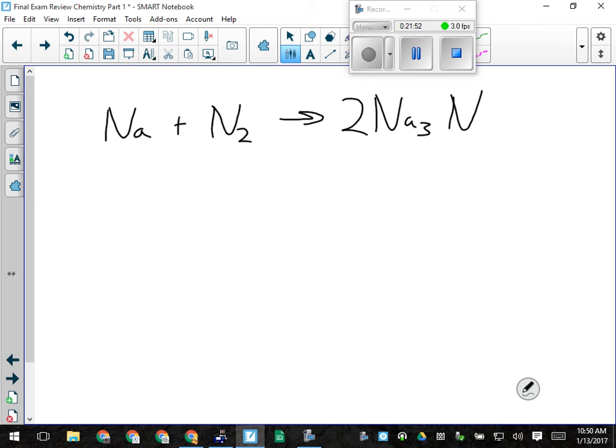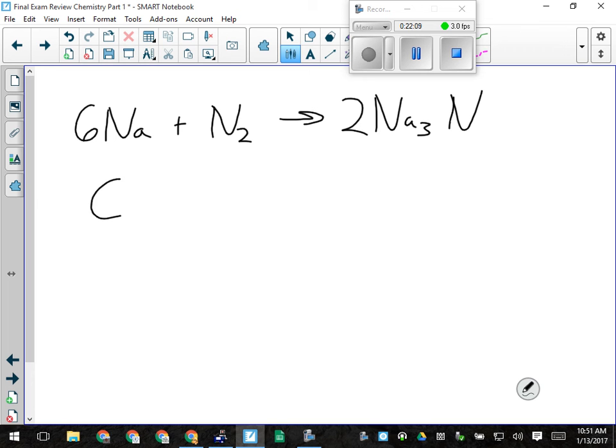Okay, so 2 times 3 is how many? 6. So I go back over here and I put 6 in front of here. Okay, we can always put in big numbers. We can't change the small numbers is the thing to remember about balancing. Okay, and then combustion reactions have a special set of rules.